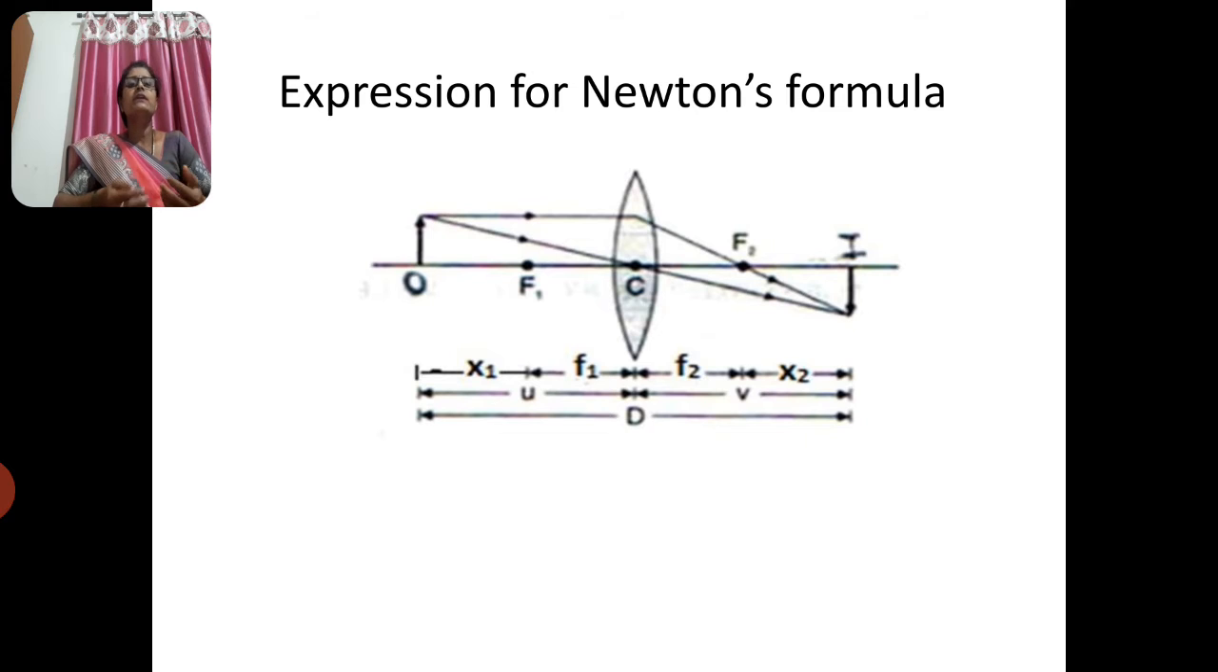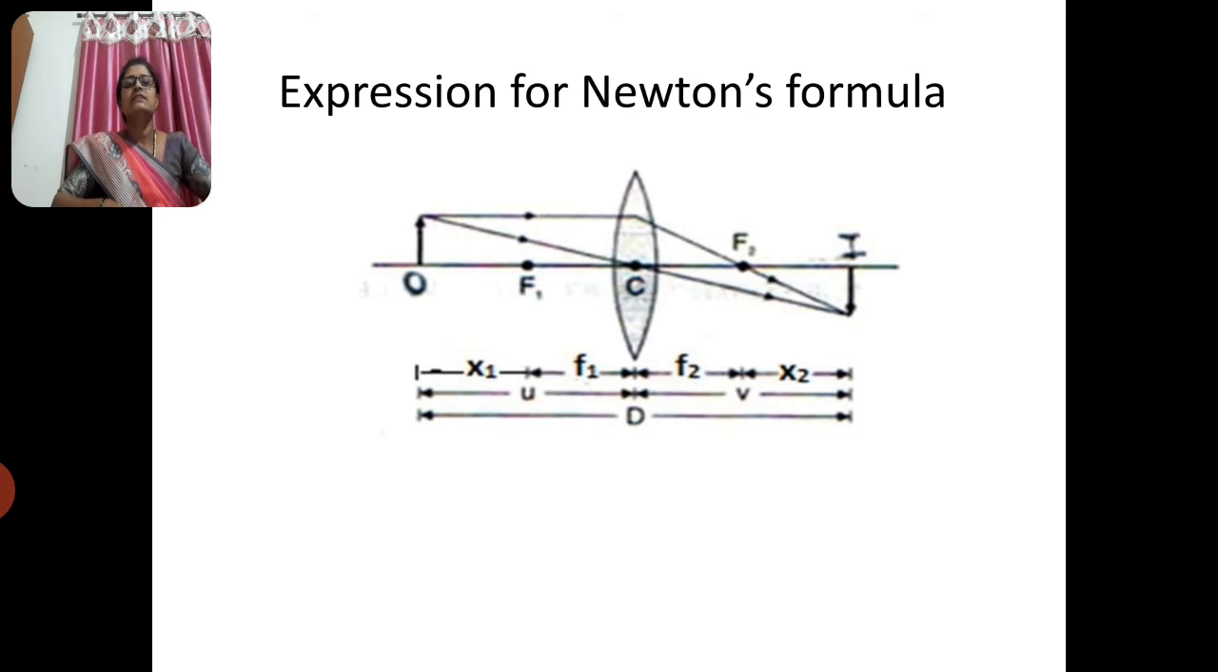Now we obtain a lens equation for practical applications. It relates the focal length to the object and the image distance, and this is also known as the lens user's formula or Newton's lens equation.